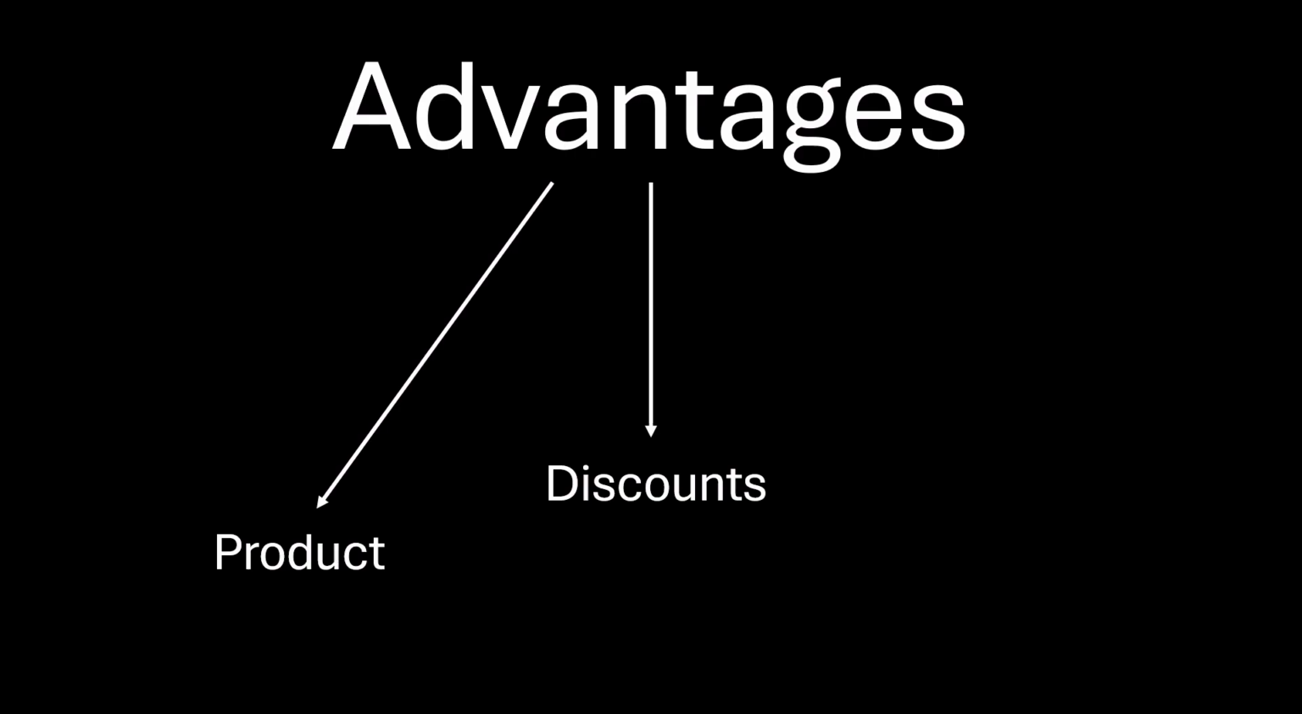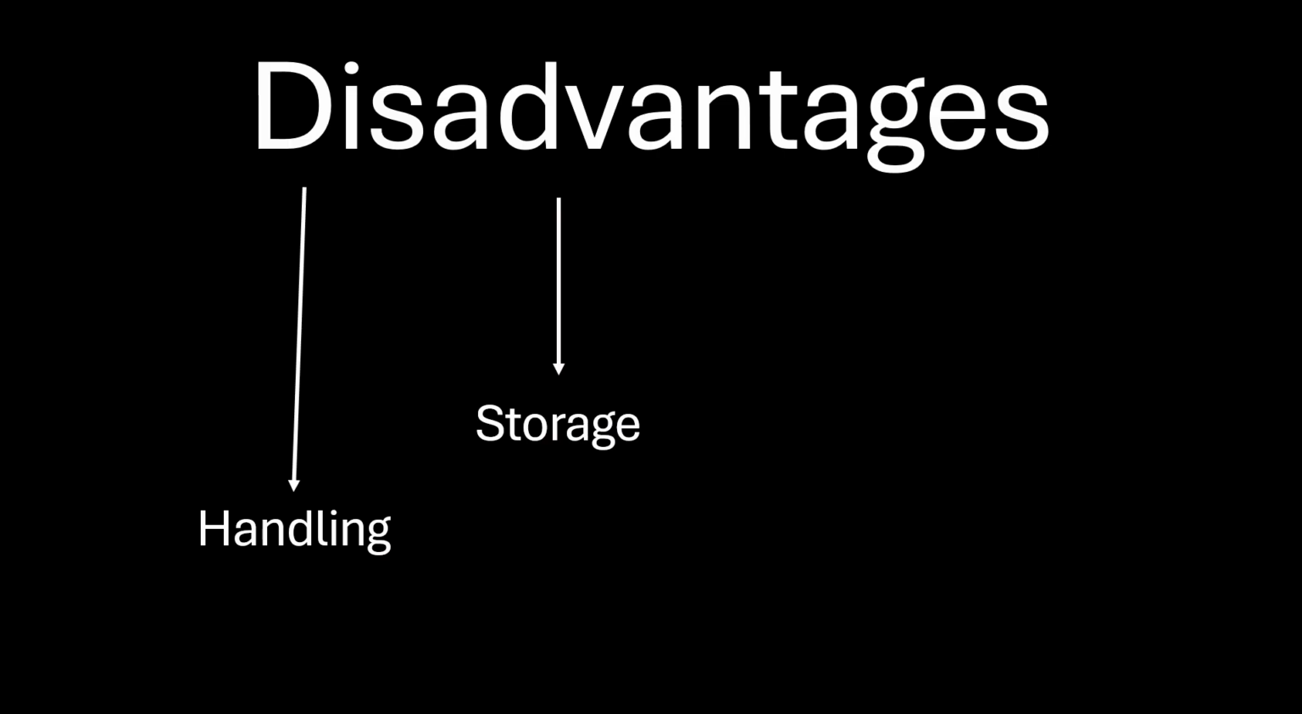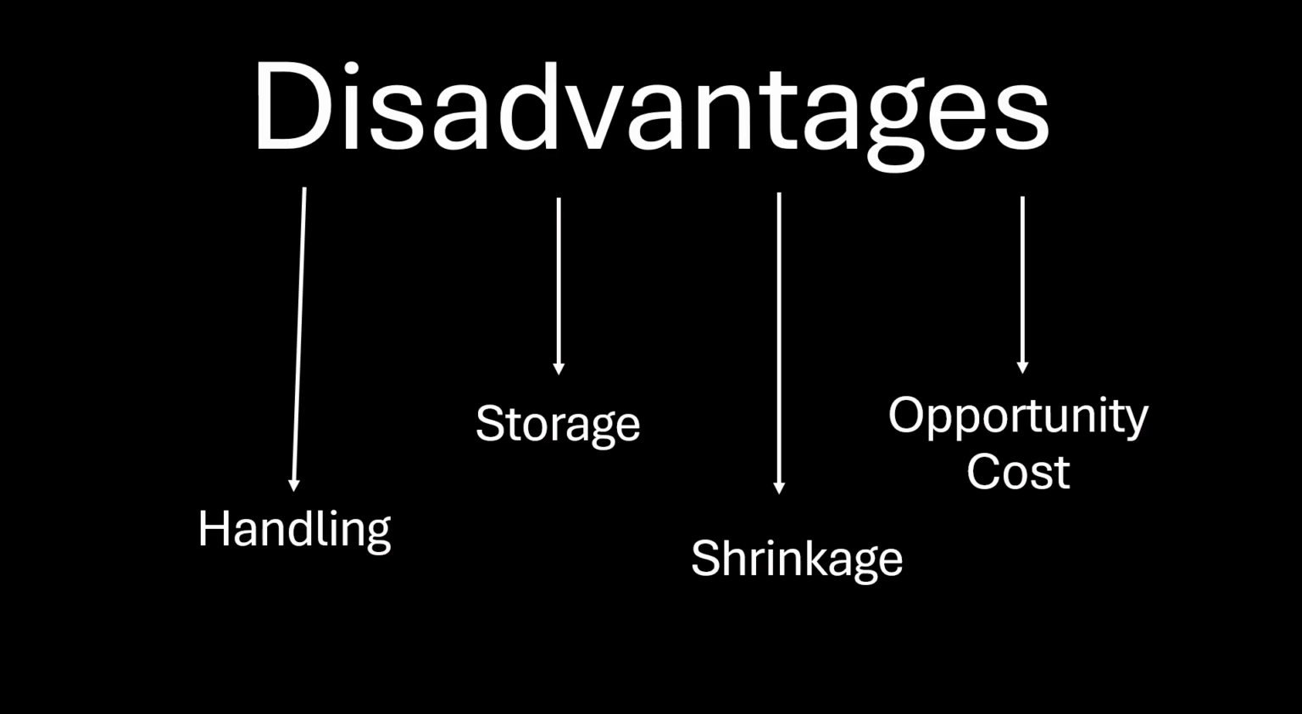Let's dive into the benefits noted in the story. Some advantages of inventory are having a product to sell, pretty important if you want to make money. You can also get a discount for buying in bulk. And to round it all out, inventory also provides protection against risks and the unknown. Now, some of the disadvantages of inventory noted in the story were handling costs, storage costs, shrinkage, also known as damage or theft, and the opportunity costs lost from not being able to use the tied up money.